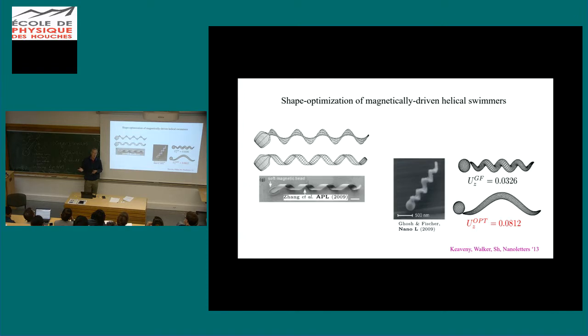For example, when you have inertia, why do we always see things that have helices and waves? Well, it's because of the reciprocal theorem. How does it get broken in interesting ways? So I'll talk about that a bit, and then we'll move on to collective behavior of swimmers. Okay.